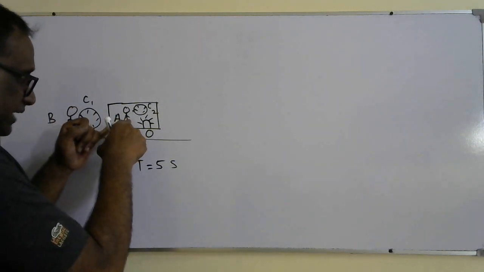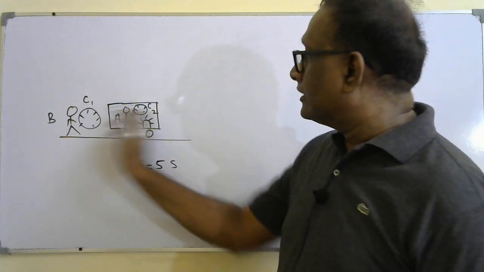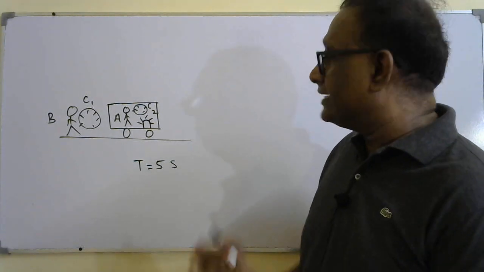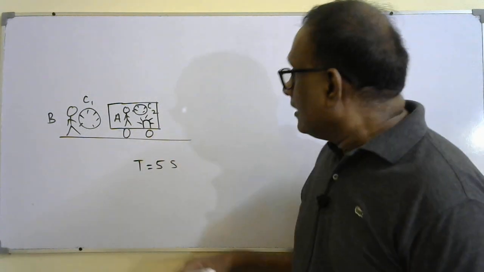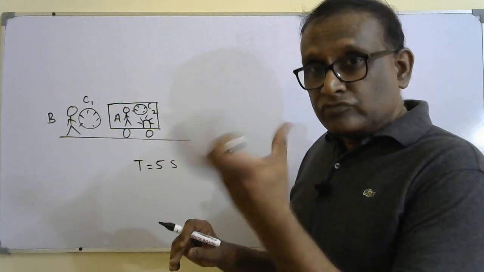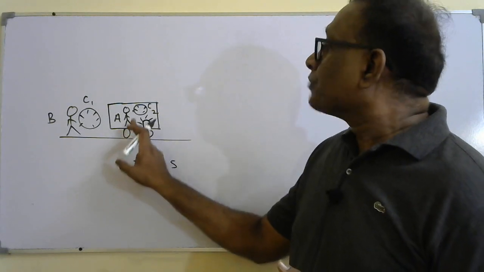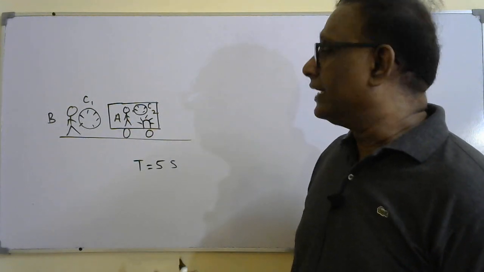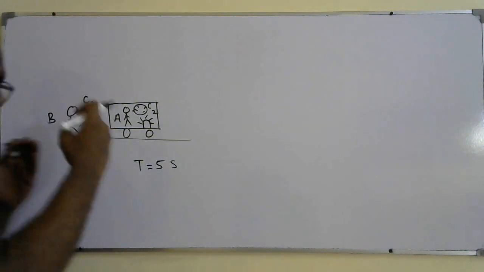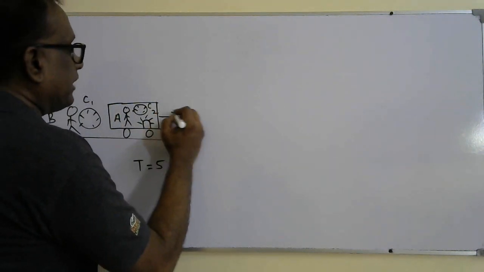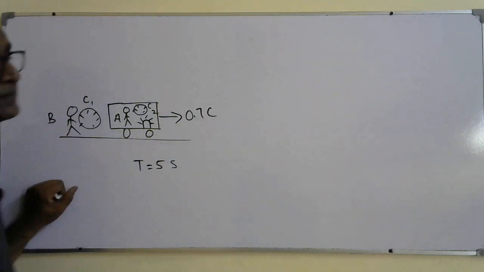A is inside the vehicle. Vehicle is at rest. Both have identical clocks. C1, C2 are identical. They are synchronized. They will function exactly the same way, the second hand ticks. And there's a lamp which can emit a pulse of light every 5 seconds when the vehicle is at rest. Okay, now what's happening? Now the vehicle has started to move suddenly, quickly. It started to move at a very high speed, almost 0.7 times the speed of light.